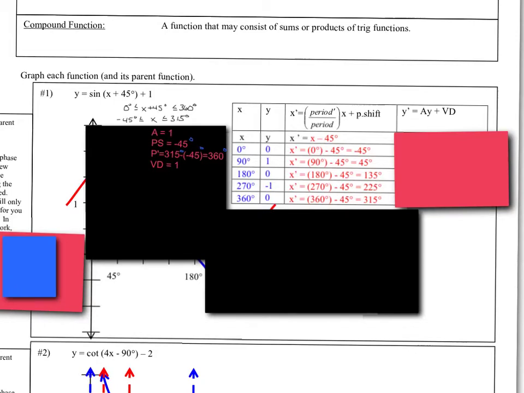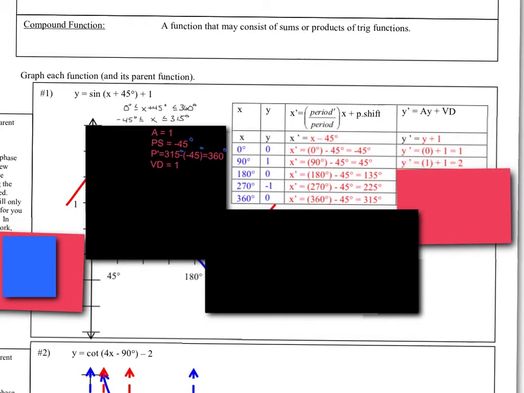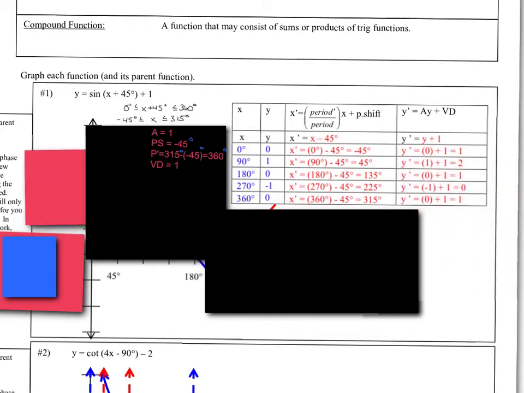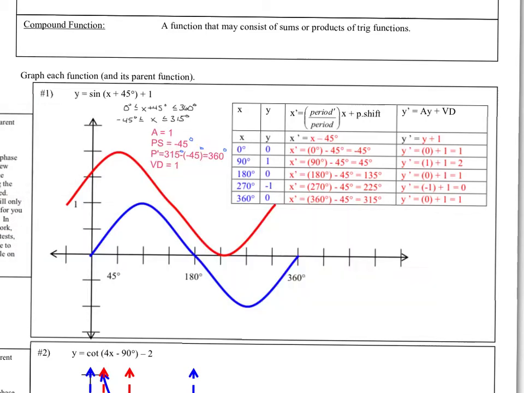To find our new y values, we're going to take a times y plus the vertical displacement. A is 1, 1 times y is y, adding your vertical displacement. That means each of these y values are going to all increase by 1. 0 plus 1, 1 plus 1, 0 plus 1, negative 1 plus 1, 0 plus 1. And that gives us our graph.